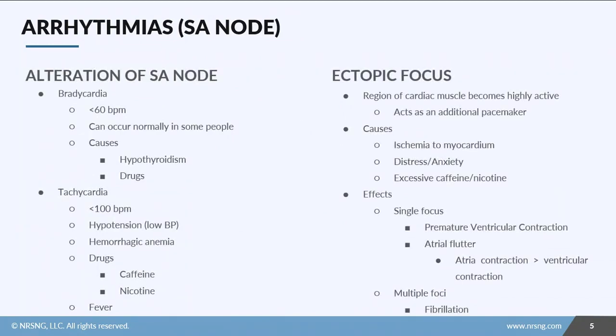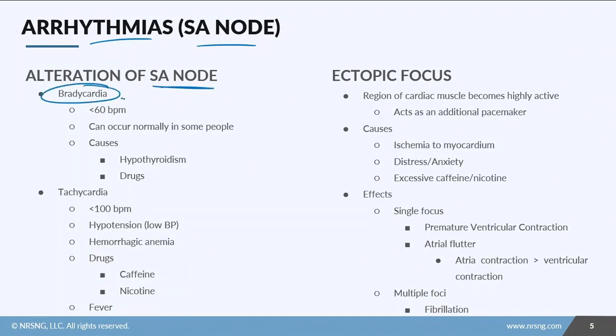Now, one of the good benefits of the heart is that it basically contracts and beats in a rhythm. Sometimes that doesn't happen. And when that doesn't happen, we call this an arrhythmia. And you can have different causes for arrhythmias. So the first thing we're going to look at is arrhythmias of the SA node. So you can have an alteration of the SA node.